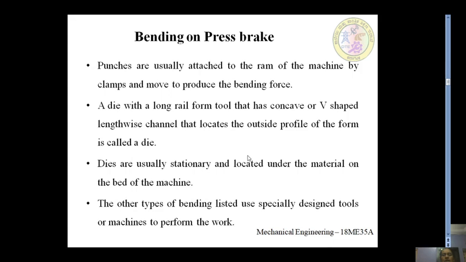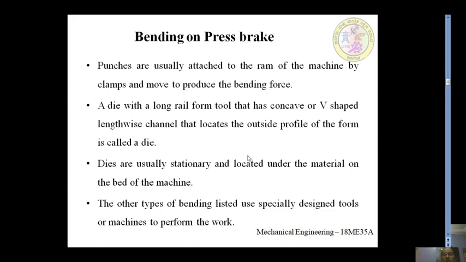Bending on press brake. Punches are usually attached to the ram of the machine by clamps and moved to produce the bending force. A die with a long rail form tool that has a concave or V-shaped lengthwise channel that locates the outside profile of the form is called a die. So these dies are usually stationary and located under the workpiece or the sheet on the bed of the machine.